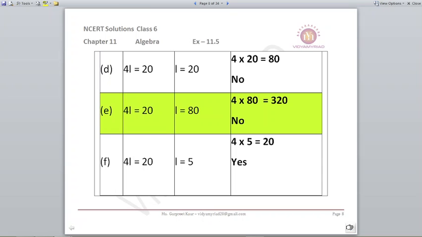We need 20. Answer is no. 4l is equal to 20 where l is 5. 4 multiplied by 5 is 20. So left hand side is equal to right hand side. So the answer is yes.